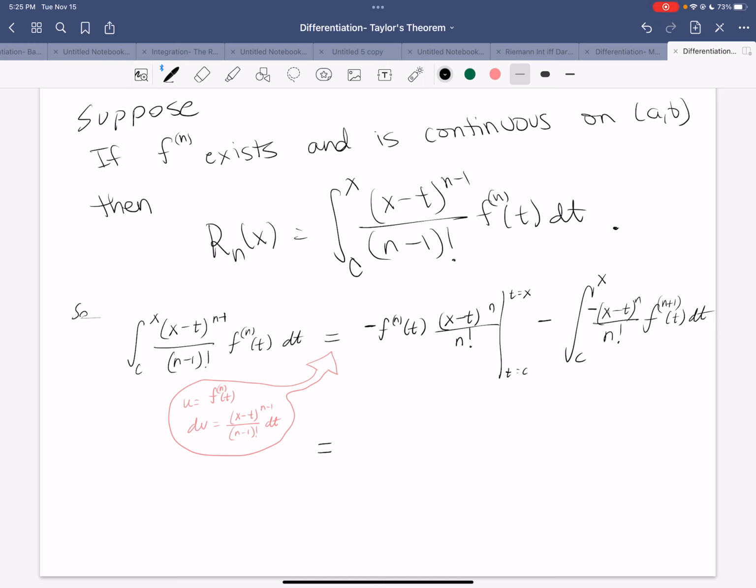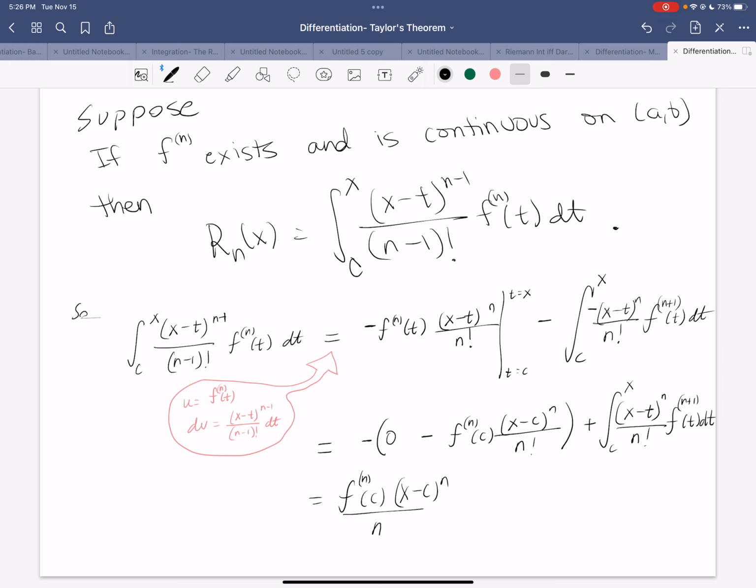Okay, so I'll get minus 0 minus, now if t is equal to c, I'll have the nth derivative at c times (x minus c)^n over n factorial. And then that'll be plus the integral from c to x of (x minus t)^n over n factorial times the (n+1)th derivative of f at t dt. And that is, of course, just going to be the nth derivative at c, (x minus c)^n over n factorial, plus the integral from c to x of (x minus t)^n over n factorial, (n+1)th derivative at t dt. And all of this is supposed to equal Rn.